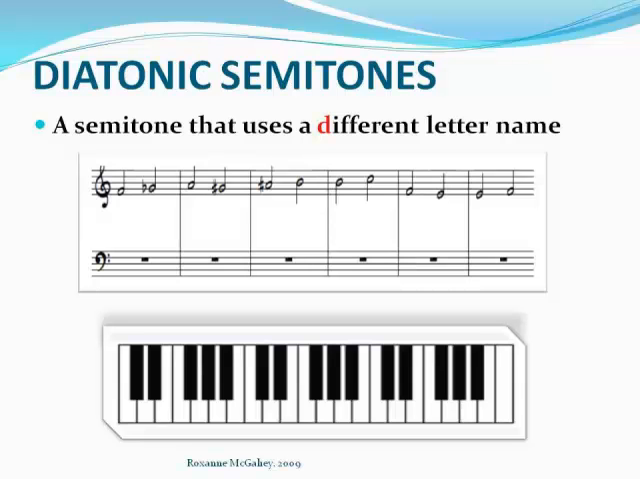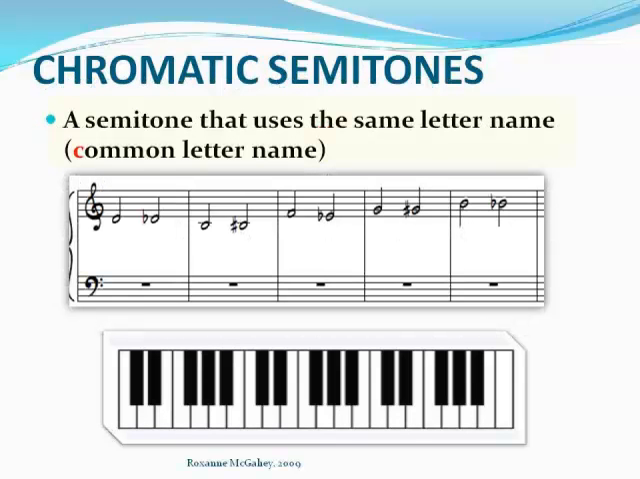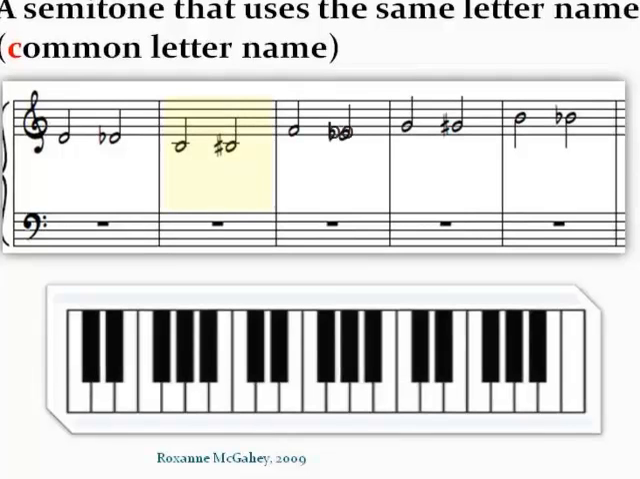A chromatic half step or semitone has the same or common letter name. Remember that common and chromatic both start with the letter C. B to B sharp is a chromatic semitone because it has a common letter name. Of course, you could call B sharp C and you'd play it on the same place on the piano. However, we would call this a diatonic semitone.